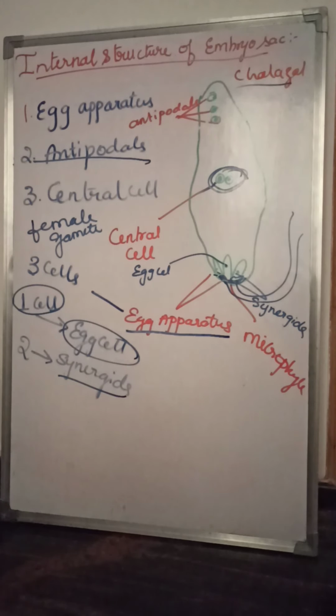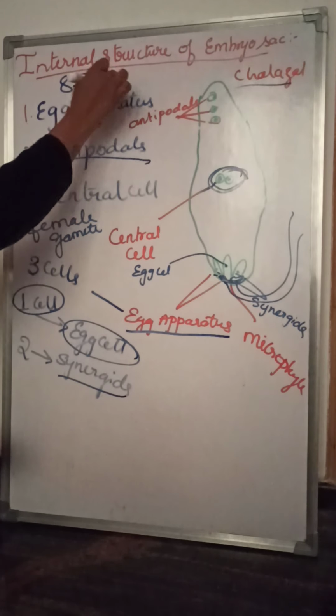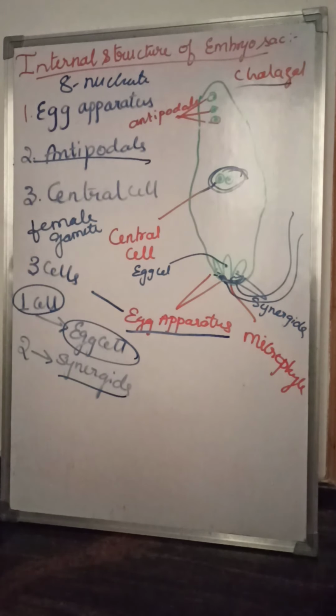I hope you are able to understand, right? So that is the internal structure of the embryo sac. As we have discussed, it has 8 nuclei. These 8 nuclei are arranged in a specific pattern. The arrangement is made up of the egg apparatus, antipodals and the central cell.